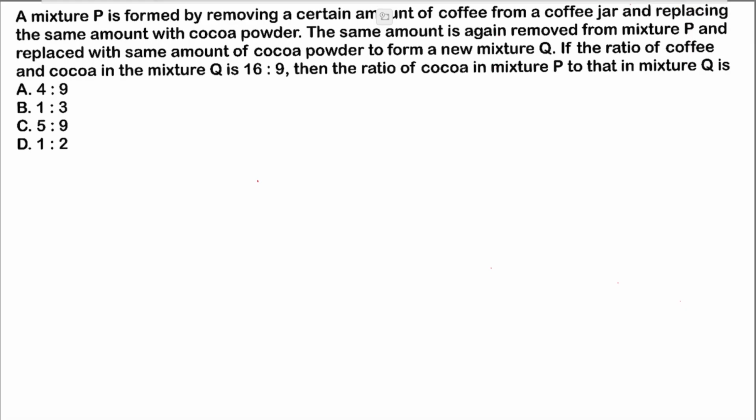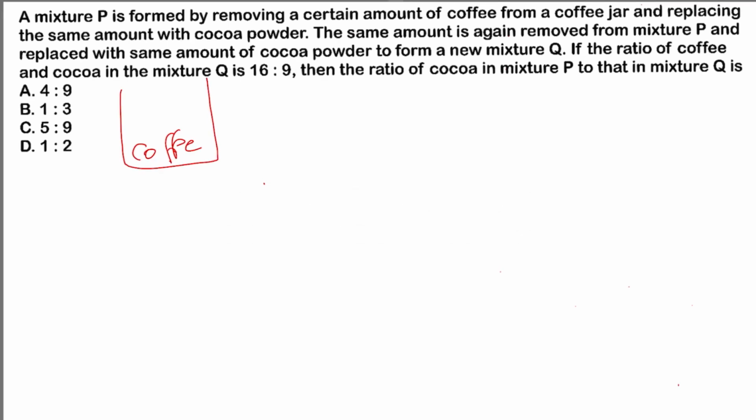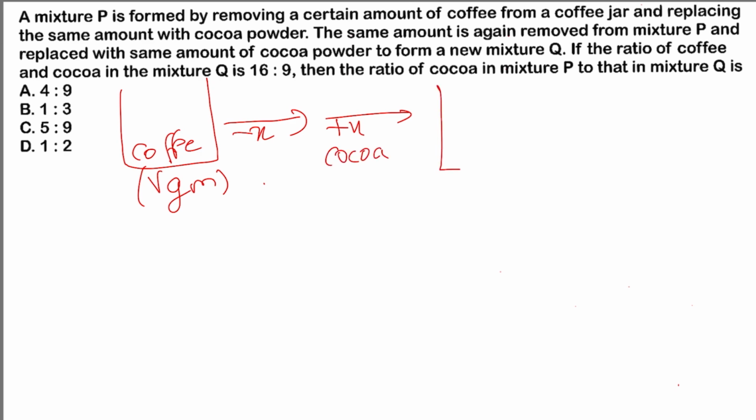So what we have in this question is a mixture P that is formed by removing a certain amount of coffee from a coffee jar and replacing it with the same amount of cocoa powder. So this is our mixture P. It is pure coffee. Suppose this is V grams. Suppose from this you are removing X grams of coffee and adding X grams of cocoa. They are calling this mixture P. So mixture P has some amount of coffee and some amount of cocoa, right?